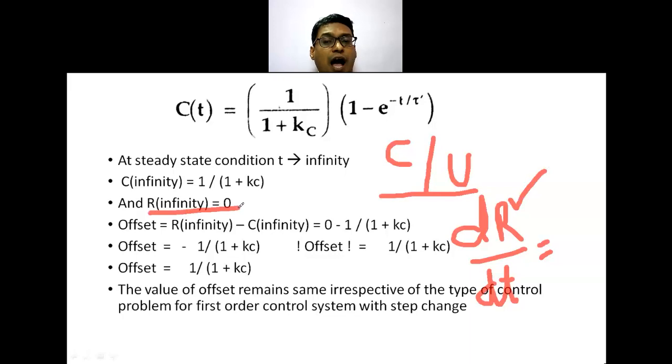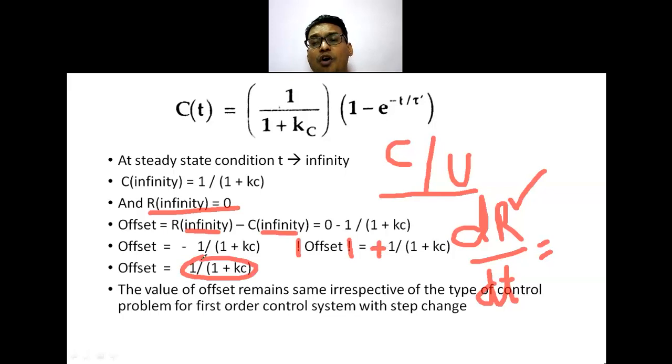So your value of the offset is nothing but the difference in the magnitude of the set point and the controlled variable at steady state condition. At steady state condition, that is why we are writing it as infinity, that is R infinity minus C infinity. So, which comes as minus 1 upon 1 plus Kc. Taking mod of this offset, you will get a positive value here. So, this is the offset 1 upon 1 plus Kc.